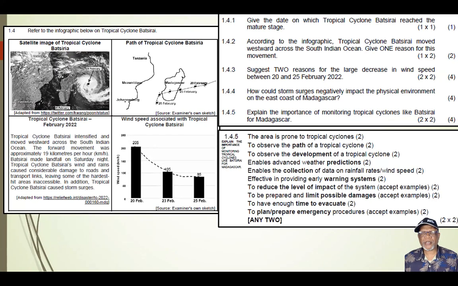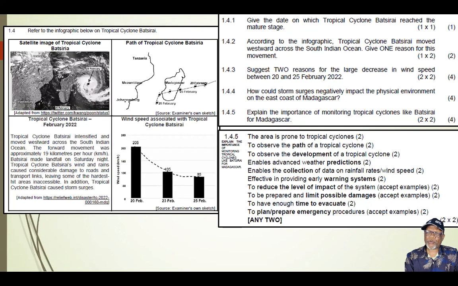Okay, let's look at a few activities on a tropical cyclone. Here is the first question. Give the date on which tropical cyclone Batsirai reached the mature stage. So, when you answer these kinds of questions, you simply use the diagram that you have in front of you and you interpret it.